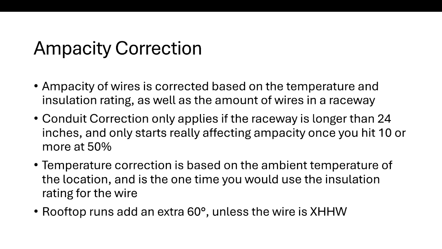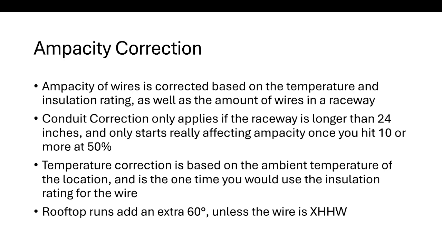So, ampacity correction is correcting the ampacity of a wire based on temperature and insulation rating, as well as the amount of wires in a raceway. So conduit correction only applies if the raceway is longer than 24 inches and only starts really affecting ampacity once you hit 10 or more conductors, at which point your factor becomes 50%, compared to if it's like 4 to 9, for example. I think it's like 80% still, so not going to affect it too much, but yeah.